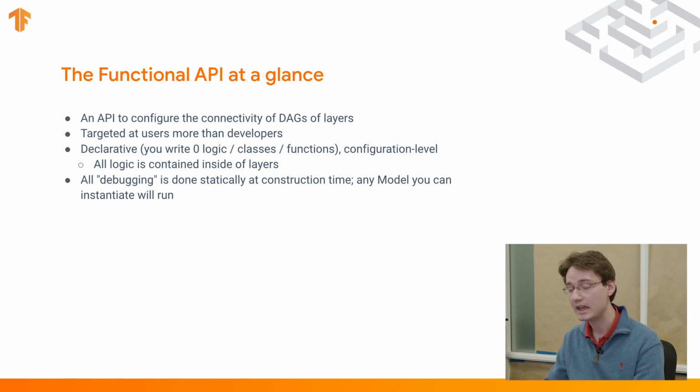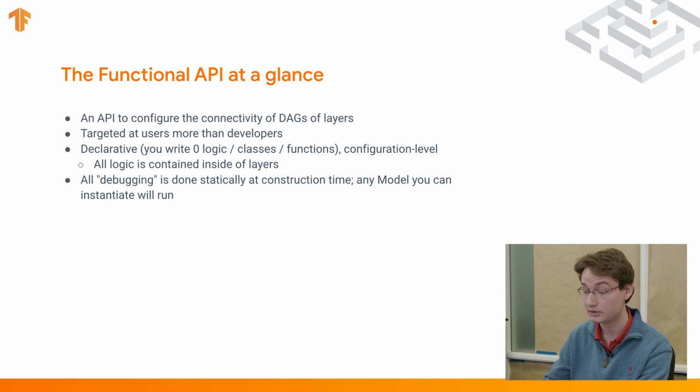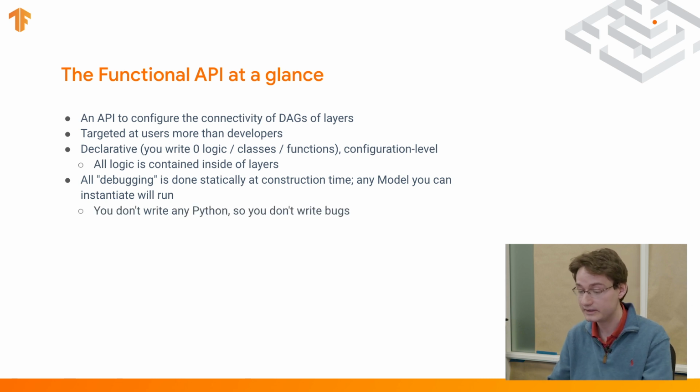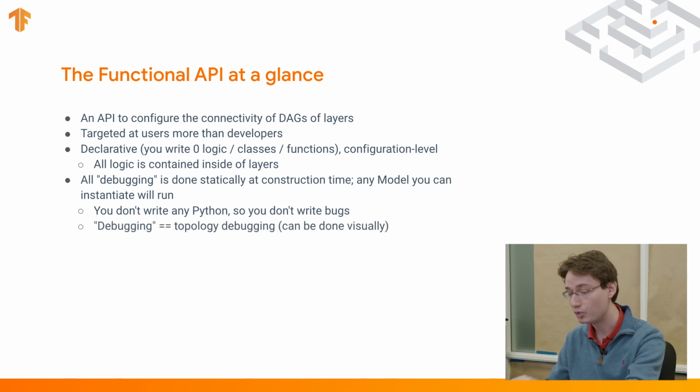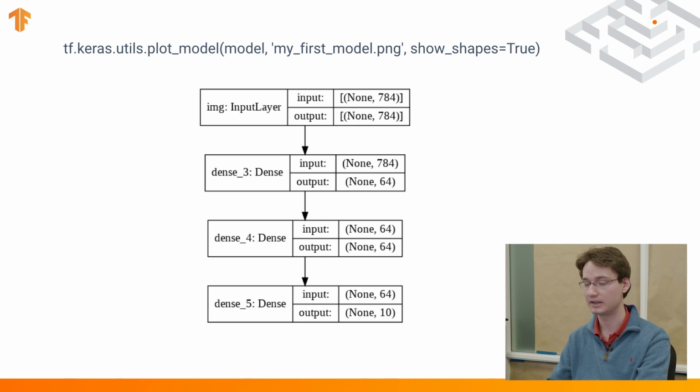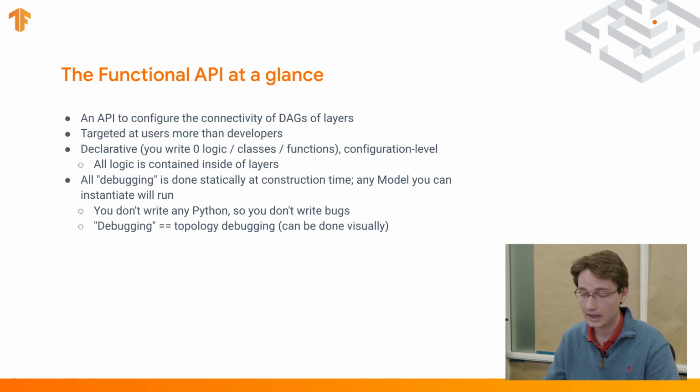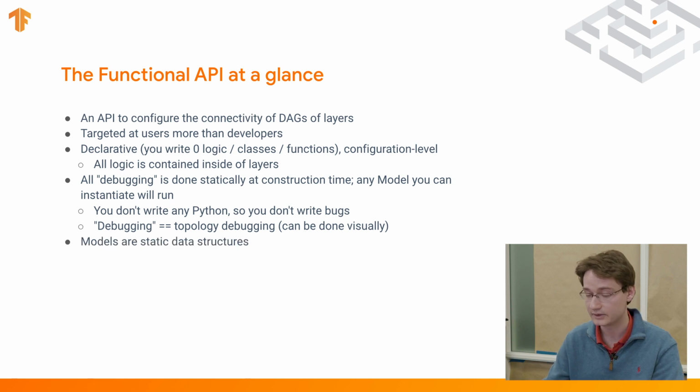So that means that any functional model that you can instantiate without the framework yelling at you is a model that's going to run. So it means you don't write any actual Python code. You're just connecting nodes in a DAG, meaning you don't actually write bugs. The only kind of bugs you could be writing is misconfiguration of your DAG topology, which is what I call topology debugging, and that can be done visually by literally printing your graphs of layers and looking at how they're connected.